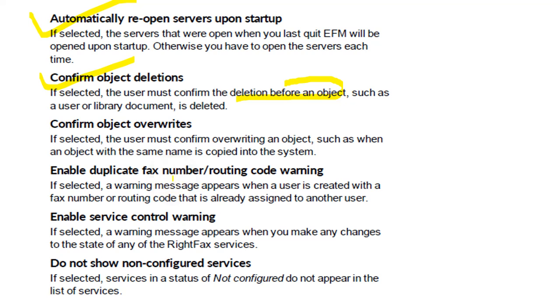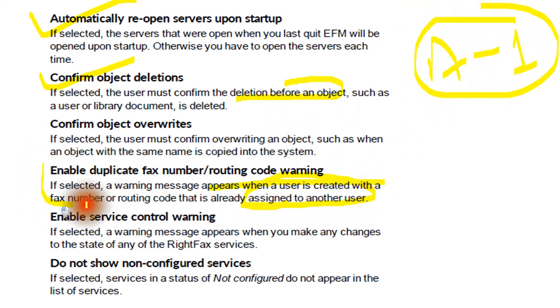And enable duplicate fax number routing code warning. So if selected, a warning message appears when a user is created with a fax number or routing code that is already assigned to another user. So if a number is assigned to one user and you are creating the same, it will generate some sort of warning, like it is already created. And enable service control warning, if selected, what will happen? A warning message appears when you make any changes to the state of any of the RightFax services.